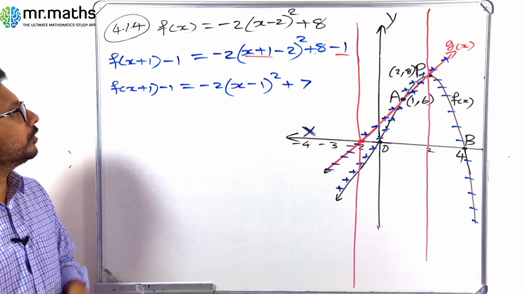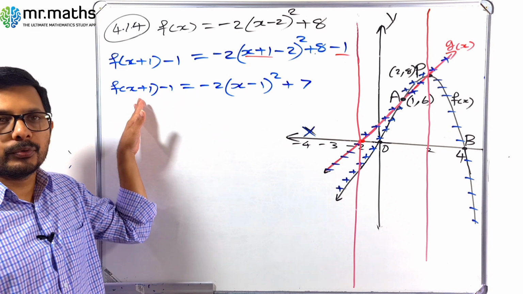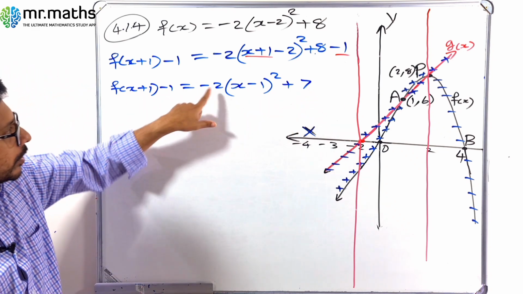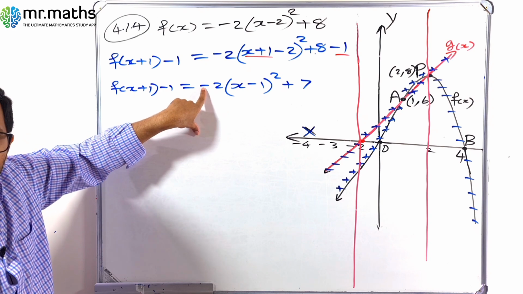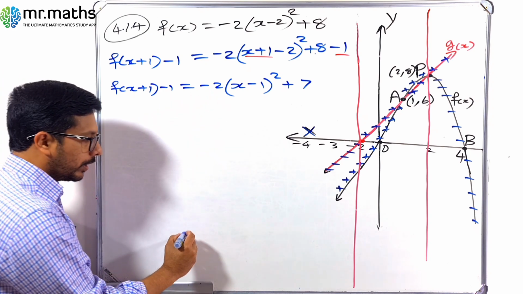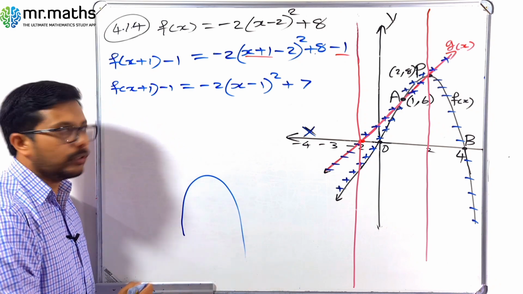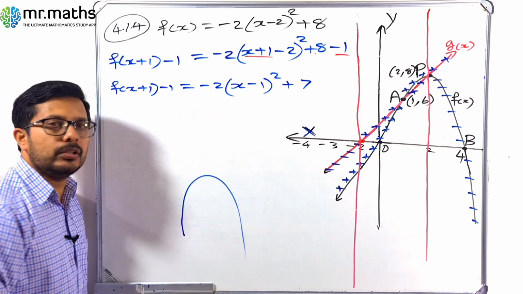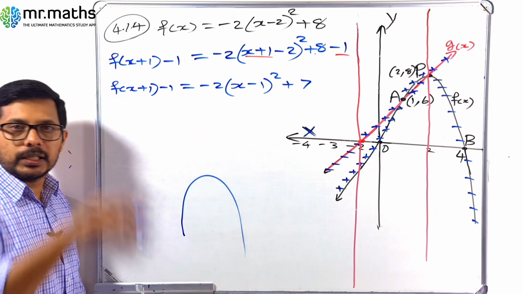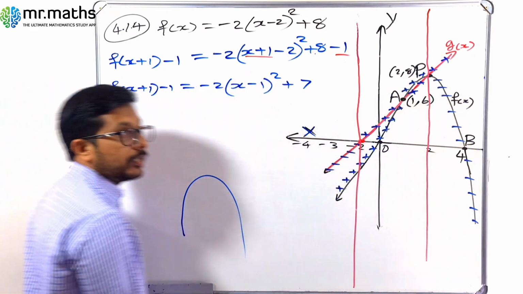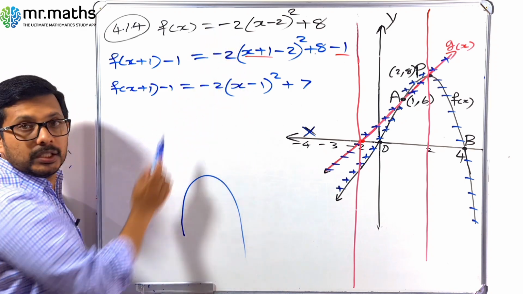Now this is the equation of f of x plus 1 minus 1. In this equation, what is the sign here? Minus 2. So minus 2 means the shape of the graph is like this. When the value of a is negative, the shape is like this. When the value of a is positive, the shape is like this. You studied that in grade 10. That is why here also the shape is like this, because here it is negative.